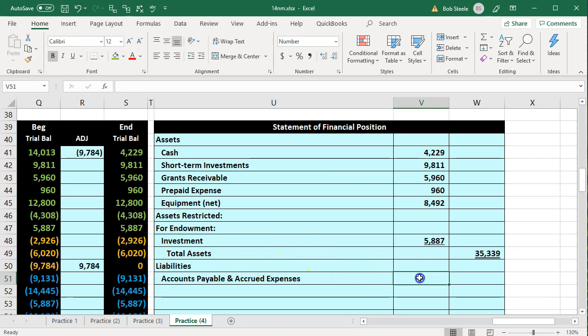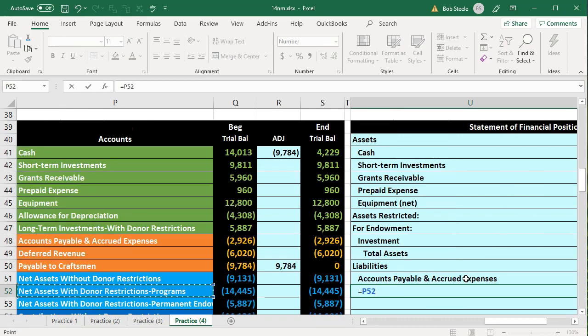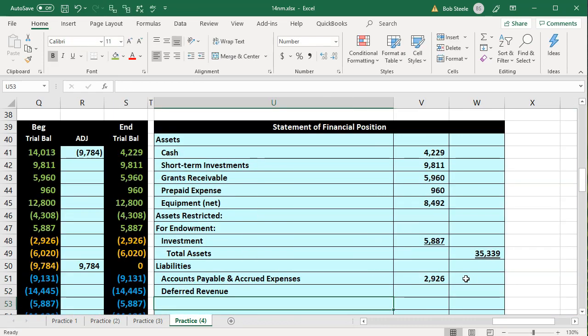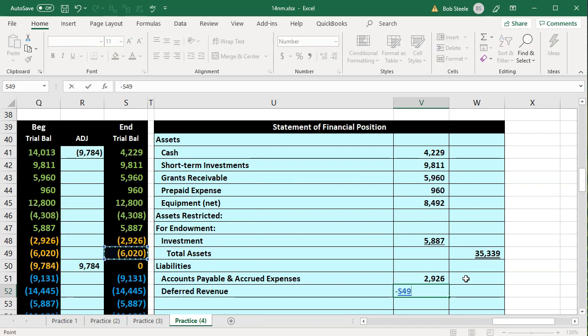These are negative numbers here because they're credits. We don't want credits in our financial statement, so I'm going to flip the sign by, instead of saying equals, saying negative. Negative of that 2,969.26 is that number, so we just flip the sign. And then we're going to take the deferred revenue. Same process. We're going to say negative of that 6,020. There we have our liabilities.